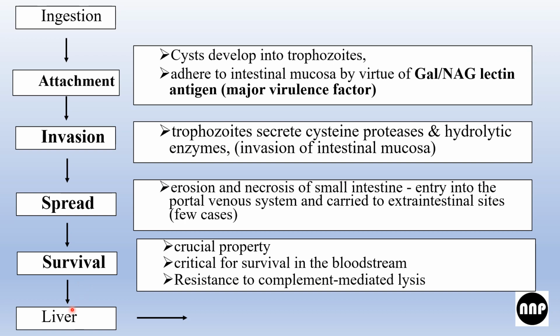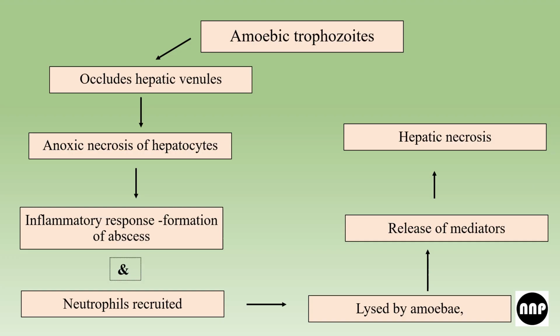After that, they reach the liver. Once these amoebic trophozoites reach the liver, they occlude the hepatic venules and this leads to anoxic necrosis of the hepatocytes. Due to the inflammatory responses around these hepatocytes, an abscess forms. The neutrophils which were recruited are lysed by the amoeba, and the mediators released contribute to the hepatic necrosis.